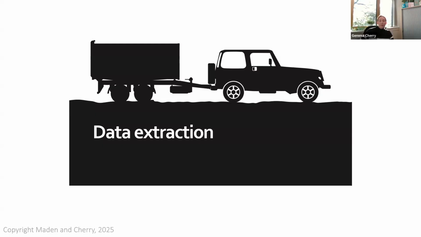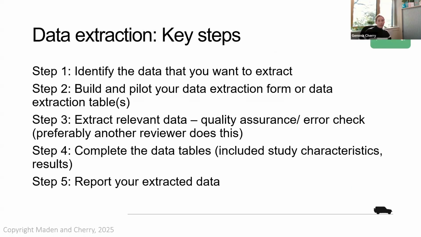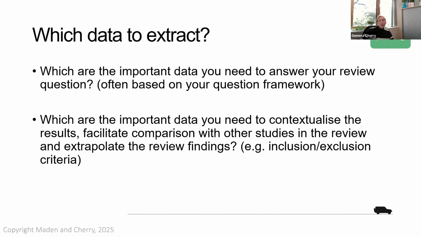So once you have your final studies for inclusion, the next step is to extract relevant data. So this is the describing stage. So first of all, you want to think about which data will allow me to answer my review question, because all of your studies are going to contain lots of relevant data, but also lots of irrelevant data. So you want to think, what do I need to answer my review question? And what data may I need to contextualize the results and allow comparison within and between studies?